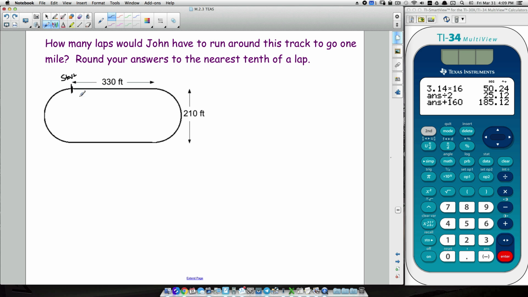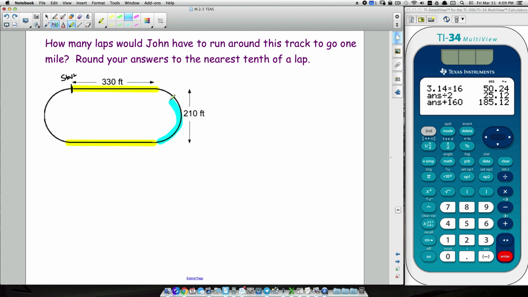Well, what we want to figure out first is, how long is 1 lap? Well, that is going to be the perimeter of this shape, right? Well, good news. We got some easy parts. This straightaway here, 330 feet. This straightaway here, 330 feet. Well, what about this?